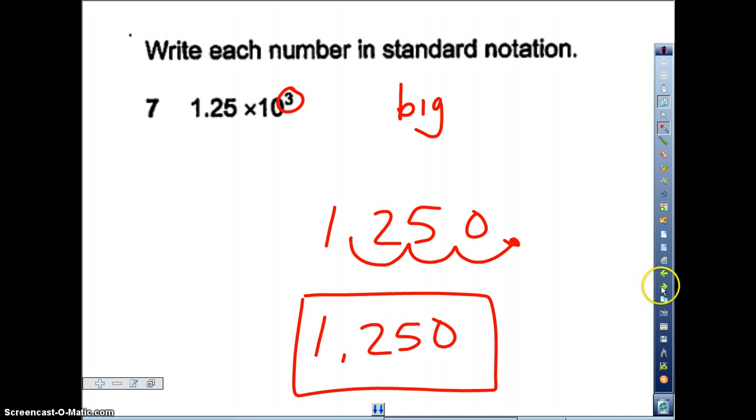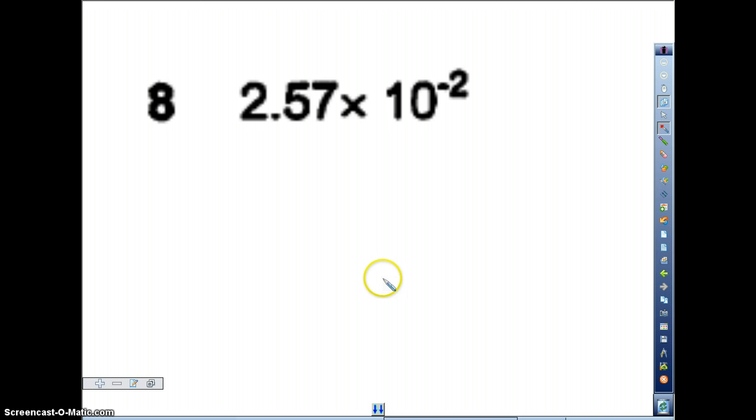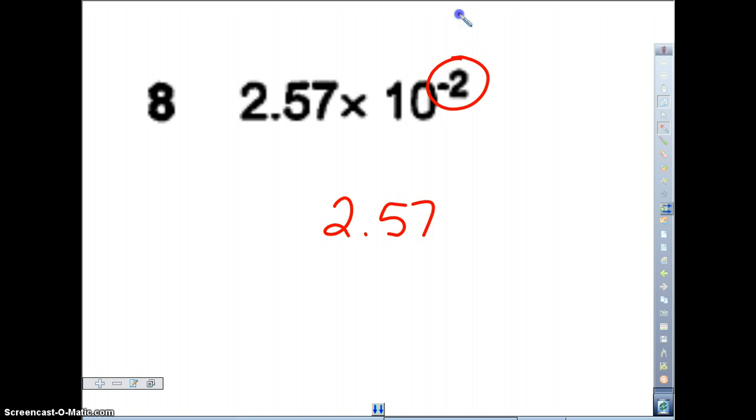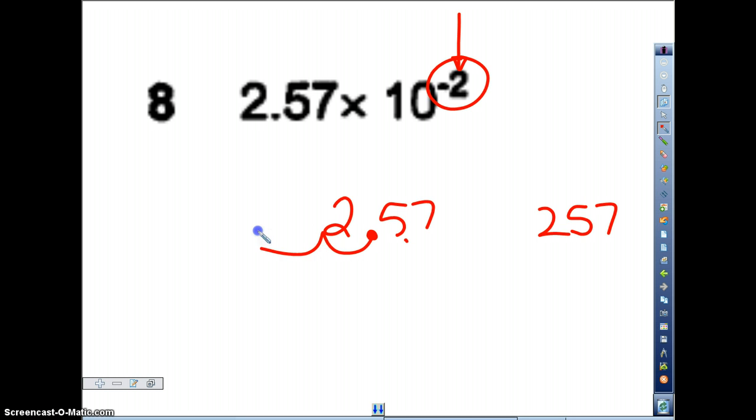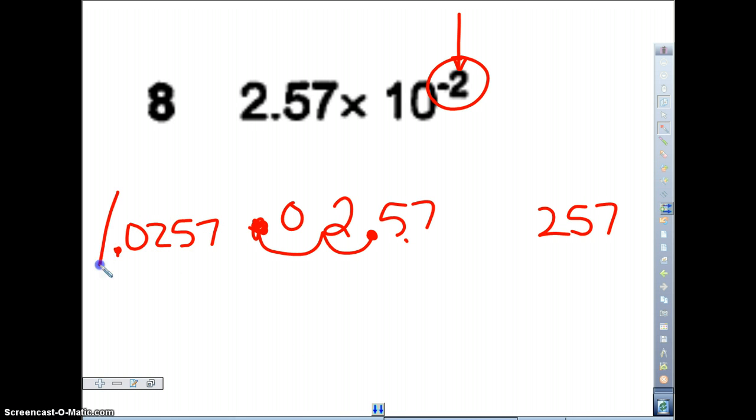Let's do one more example. Take a look at this one. First, look at the exponent. Is it positive or is it negative? Yeah, it's negative. So is this going to be a big number or a decimal, a really small number? Yeah, that's going to be a small number. So I need to take 2.57 and I'm going to move the decimal point 2 places which way to make it small? If I move it to the right, like this, I get 257. If I take the decimal point instead and move it 2 places to the left, 1, 2, I get 0.0257. Which one of those is a small number? Yep, it's that one right there.